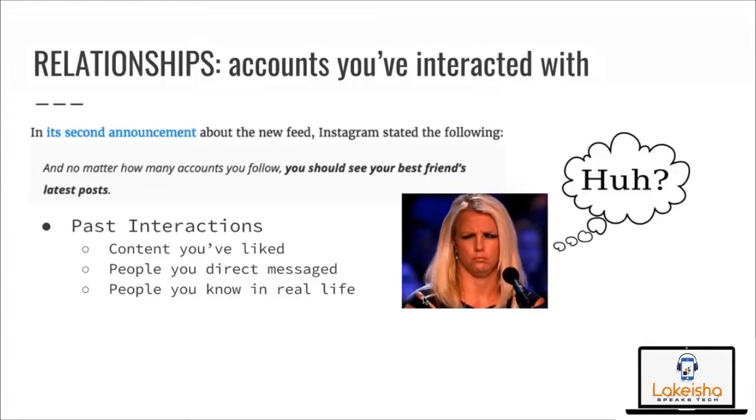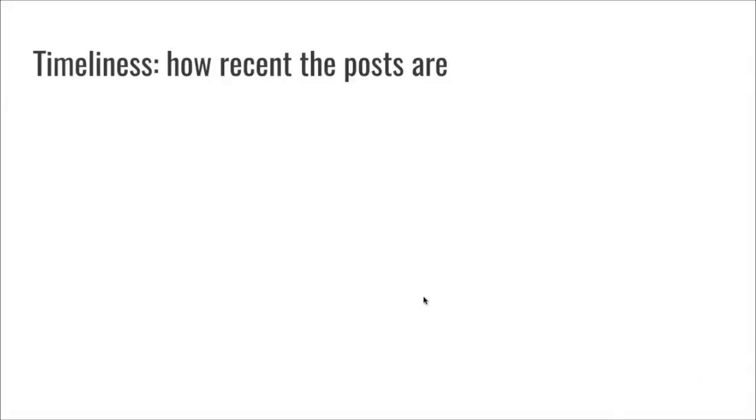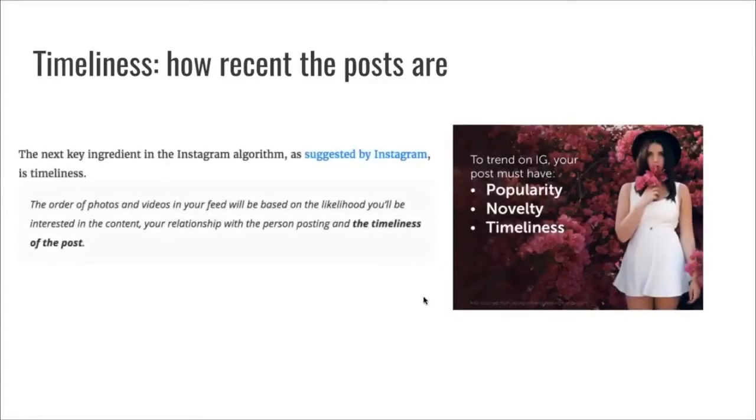Wow. Yes. So the timeliness is how recent the posts are. Sounds pretty self-explanatory, right? So the key ingredient, as suggested by Instagram, they said the order of photos and videos in your feed will be based on the likelihood you'll be interested in the content, your relationship with the person posting, and the timeliness of the post. So the timeliness of the post, we're just talking about things that were posted recently, but still remember, they're taking everything that we just went over, the engagement, the relevancy, all of that is still being taken into consideration, which is why you now know why you're only seeing 50 posts or maybe 20 posts whenever you wake up the next morning.